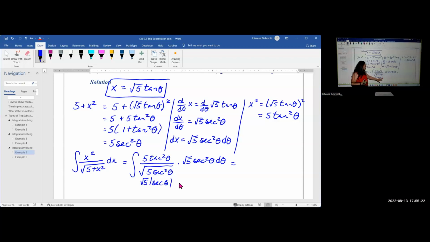So this is going to give me a secant of theta in the denominator and a secant squared in the numerator. And the square roots of 5s will cancel, and one of the secants will cancel. So I still have a 5, I still have a tangent squared of theta, and I still have a secant of theta d theta. Okay, does this ring a bell with anybody?